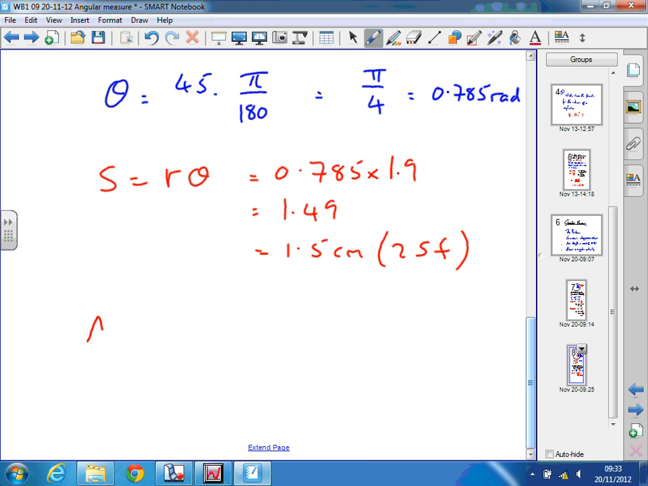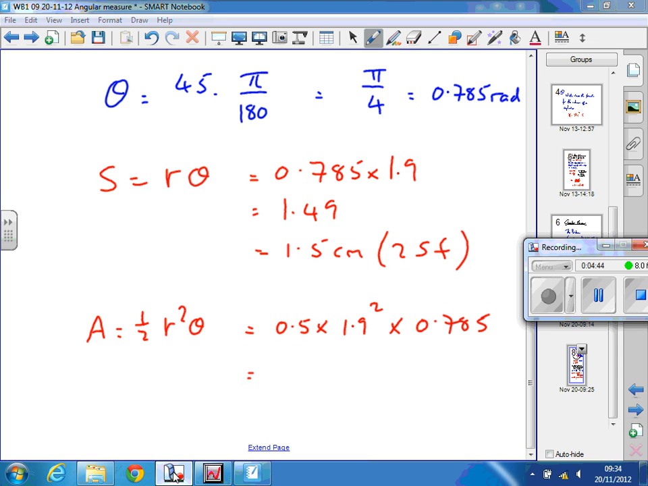Similarly, the area is a half r squared theta. So that's going to equal a half, or 0.5 if you like, times the radius squared times theta, 0.785. So again, just plug those numbers into the calculator and out comes the answer, which is 1.42 centimeters squared, because it's an area, and this has been given to three significant figures. Agreement there?